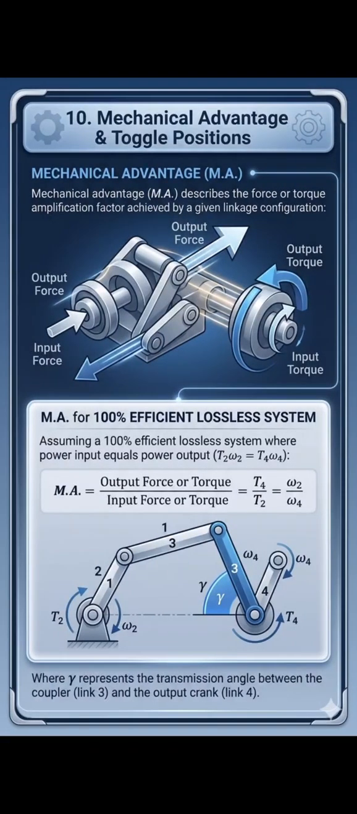Mechanical advantage and toggle positions. Mechanical advantage describes the force or torque amplification factor achieved by a given linkage configuration. Assuming a 100% efficient, lossless system where power input equals power output, T2 omega 2 equals T4 omega 4. Mechanical advantage is output force or torque divided by input force or torque: T4 by T2 equals omega 2 by omega 4, where gamma represents the transmission angle between the coupler link 3 and output crank link 4.